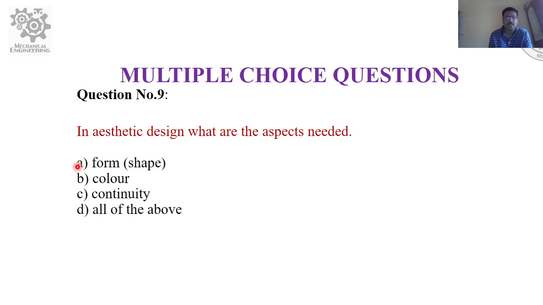In aesthetic design, what are the aspects needed? Option A, form, option B, color, option C, continuity, option D, all of the above. So guess your answers. So what is the question? In aesthetic design, what are the aspects needed? Form, color, continuity, and all of the above. So guess your answers. Okay, we'll give the hint at the end of the session.